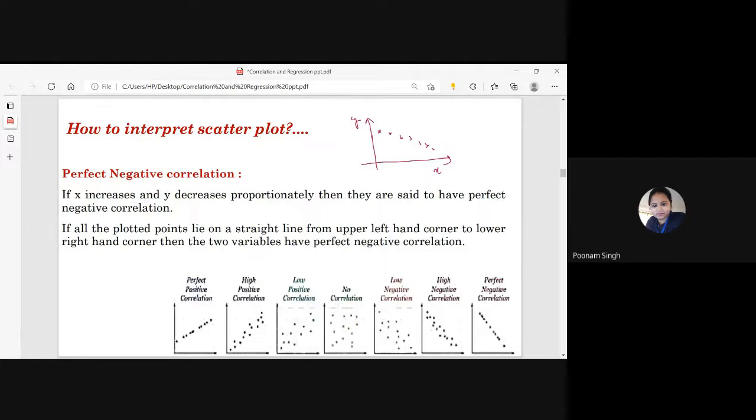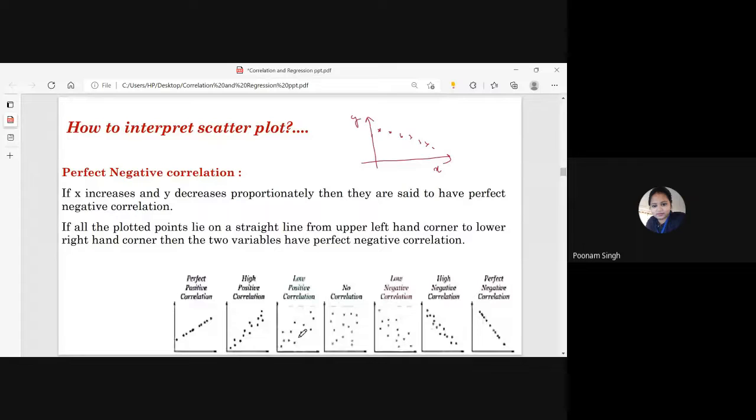Here is the small chart that I have given. You will be able to understand it in a more clear way. For example, first one is the perfect positive correlation, as I have told you. The closer the points lie to a straight line, the stronger the correlation, as I have told you. So this is showing the strong correlation between x and y, and points lie on a straight line with y increasing as x increases. This is perfect positive correlation.